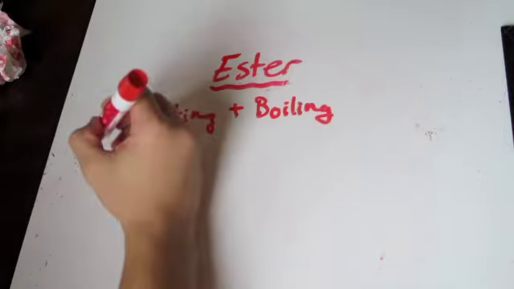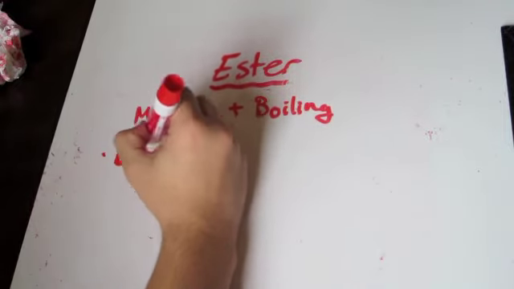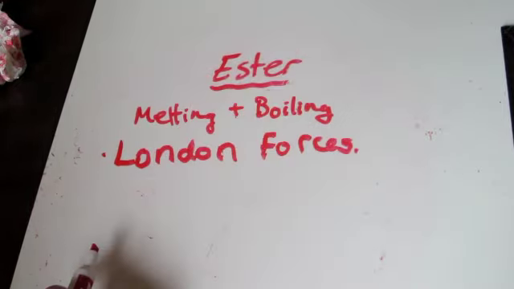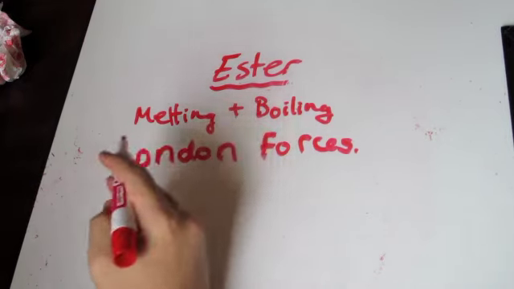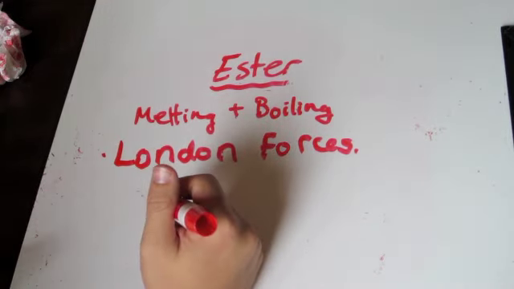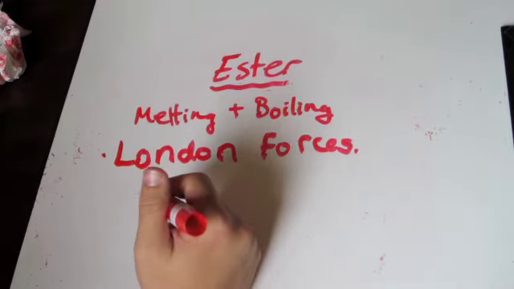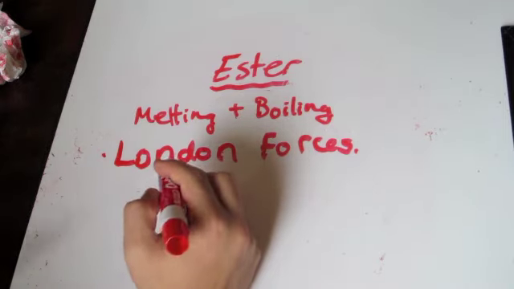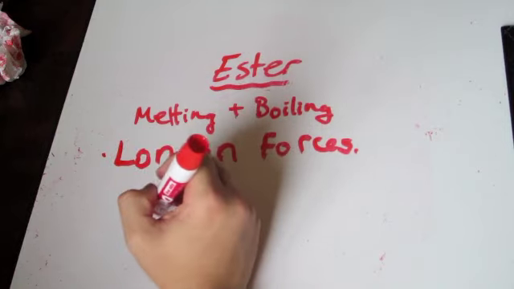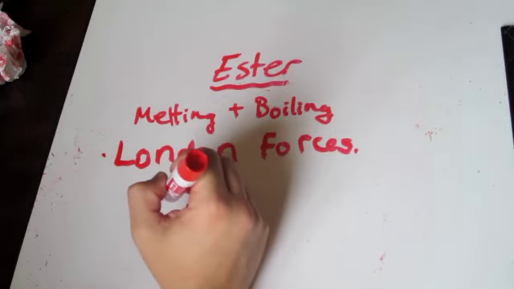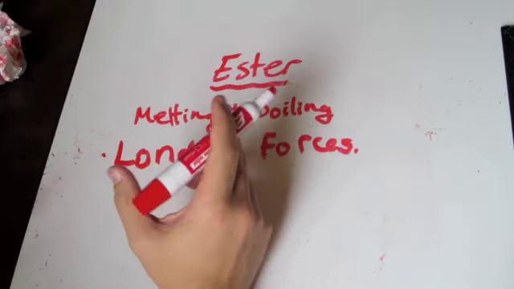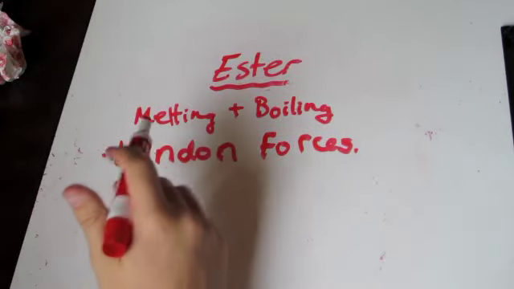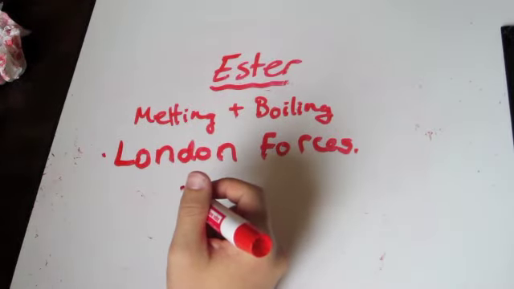When comparing just esters, we must take into account London forces. Smaller esters have less components and therefore lower London forces. This makes their melting and boiling points lower because they have less molecules. Longer esters will have higher melting and boiling points because they have more components, which makes their London forces stronger, or dispersion forces if you wish.